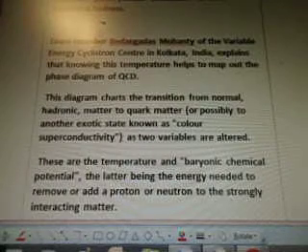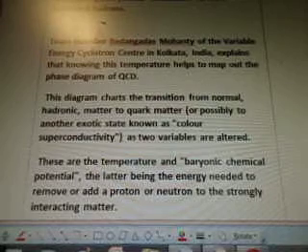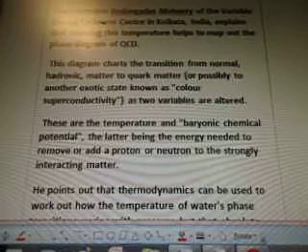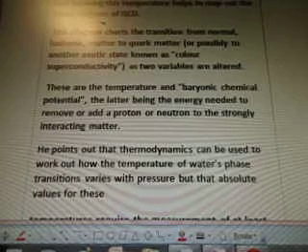Team member Bedangadas Mohanty of the Variable Energy Cyclotron Center in Kolkata, India, explains that knowing this temperature helps to map out the phase diagram of QCD. This diagram charts the transition from normal hadronic matter to quark matter, or possibly to another exotic state known as color superconductivity, as 2 variables are altered. These are the temperature and baryonic chemical potential, the latter being the energy needed to remove or add a proton or neutron to the strongly interacting matter.